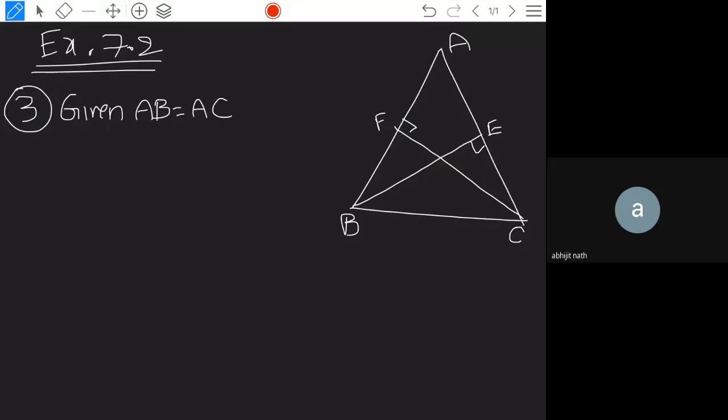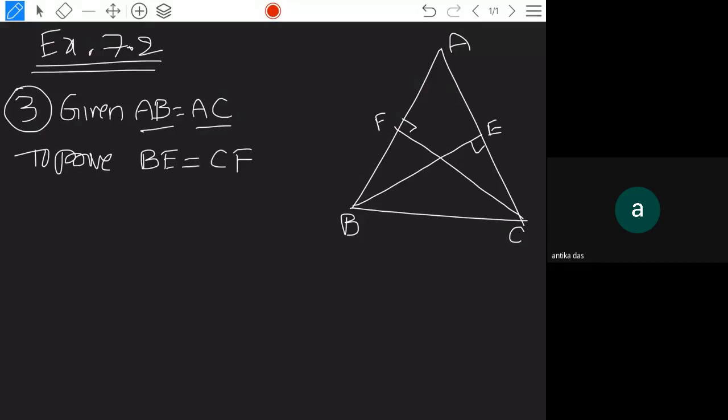So it is given that AB equals AC, and what is required to prove? Can anyone say? What is to prove? The altitudes BE and CF are equal. Very good, BE and CF are equal.